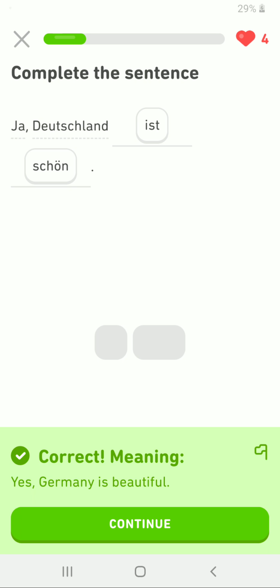Ja, Deutschland ist schön. What can I say about this? I can say that das ist richtig. It's correct. It's true. I don't know how to say true yet, but I can say it's correct or right. Das ist correct, maybe. And let's move on.